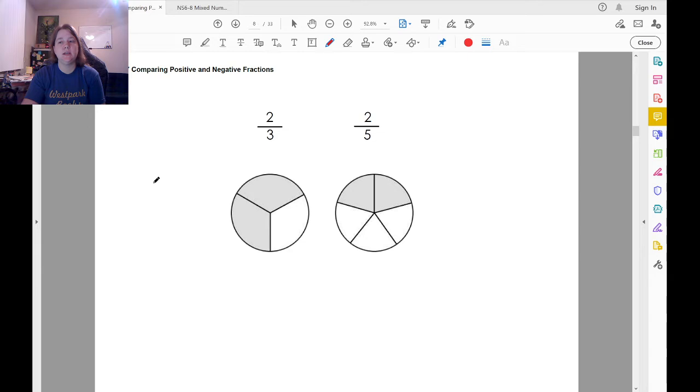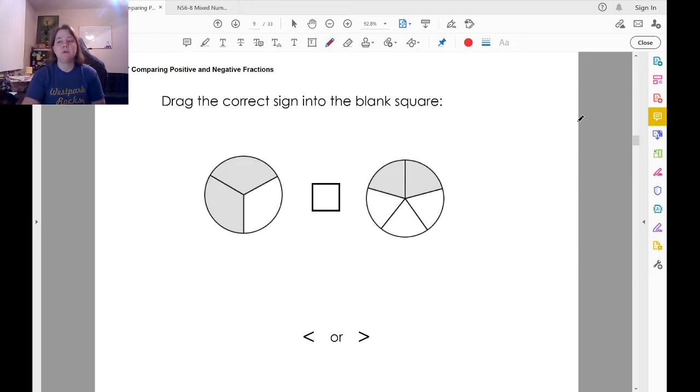Oh boy, now we're getting bigger. 2 pieces of a 3-piece pizza. You can see that this is shaded and this is shaded. Or 2 pieces of a 5-piece pizza. Look at the difference in the amount of pizza that you would get. So, which one of these is bigger? 2/3 or 2/5? Definitely 2/3.